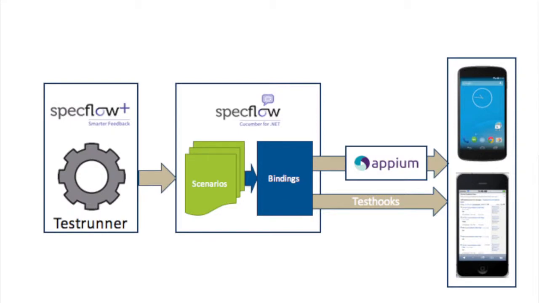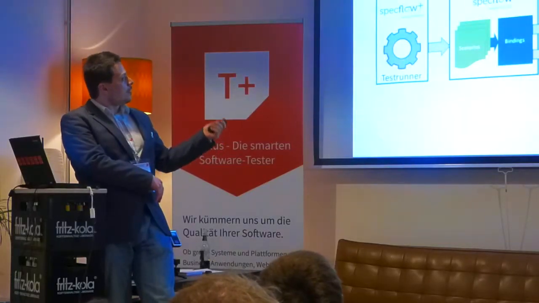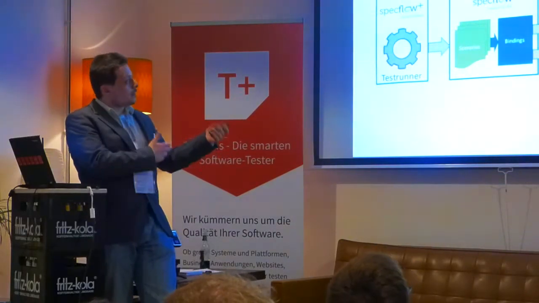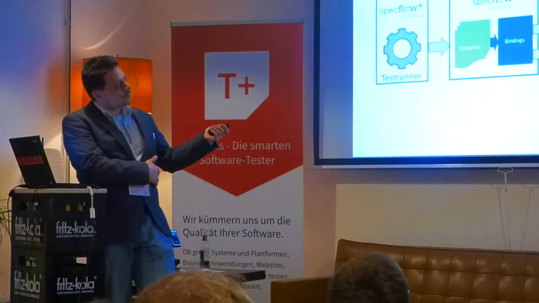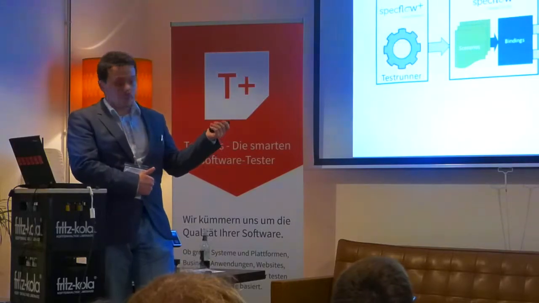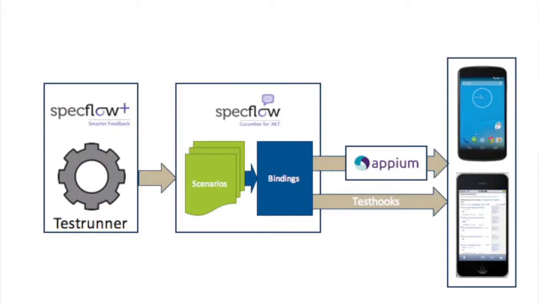How do these two tools work together in our test automation? First we have the SpecFlow Plus test runner, which executes the scenarios, which then execute the bindings. And in the bindings, we have two ways to communicate with the app. For the UI stuff, we use Appium and the C# driver. And to get and set some state from the app, which is normally not available in the UI, we have additional test hooks where we can hook into the app and get the data directly.